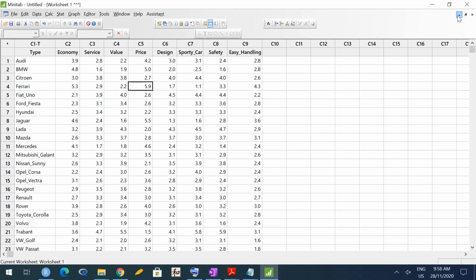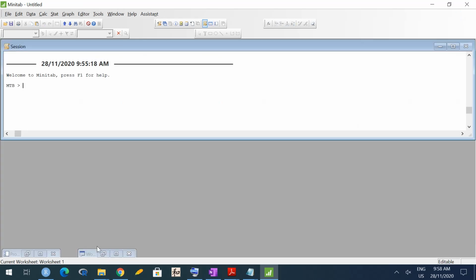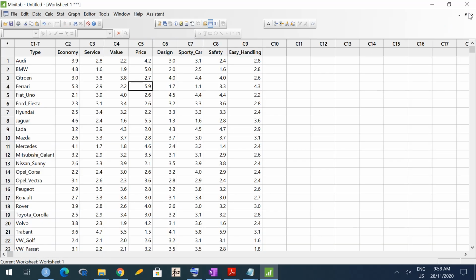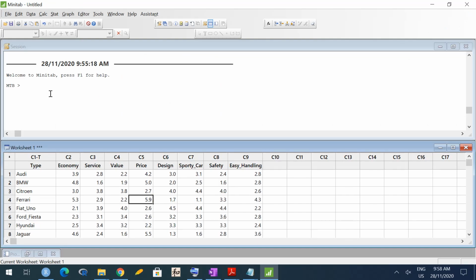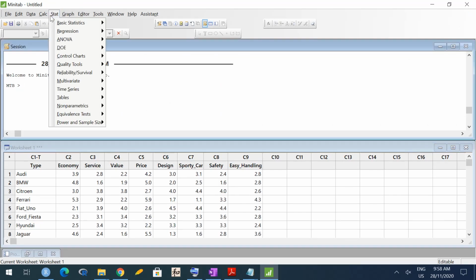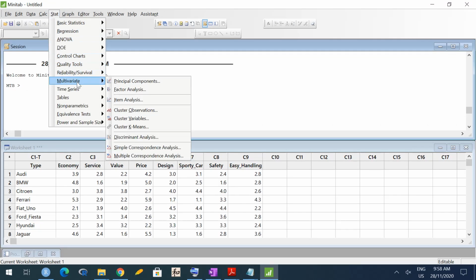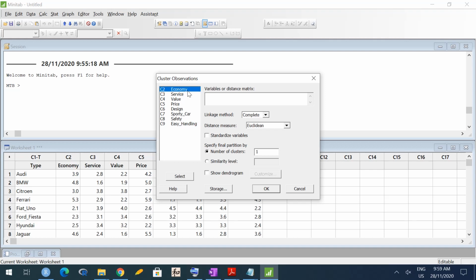Now, we have to classify these cars into different groups using either hierarchical clustering or k-means clustering. So, we'll try both. Let me first go to hierarchical clustering. So, cluster observations. Remember, we are considering cluster observations. Clustering of variables is something different and it is not part of our syllabus. So, we cluster observations, that is cars, using data on these variables.